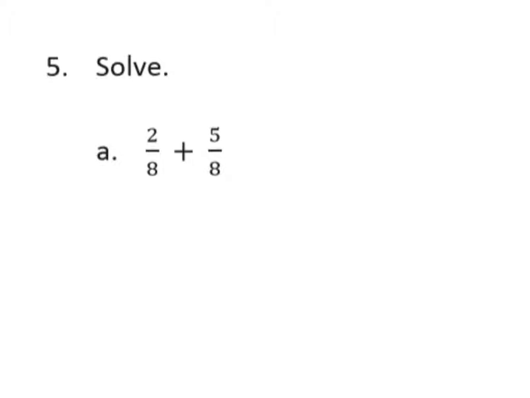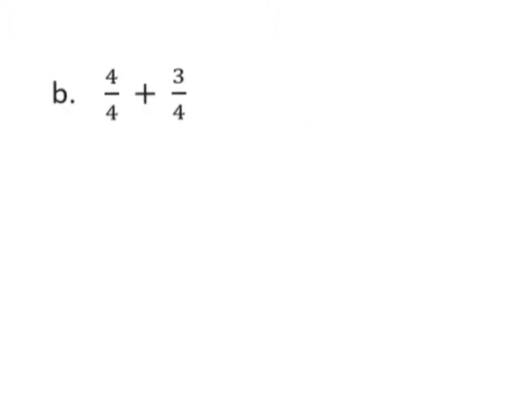Look at number 5, letter A, 2/8 plus 5/8. First we need to add the numerators. 2 plus 5 equals 7. The denominator stays the same, so my answer is 7/8. Look at number 6. It says to solve and use a number bond to decompose the sum. We need to record our final answer as a mixed number.